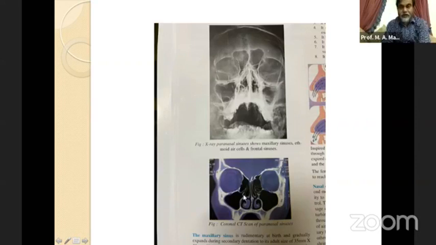If you do a coronal CT scan of the sinuses, you can see clearly the left maxillary sinus and right maxillary sinus. Look at the multiple ethmoid air cells, just medial to the orbit.